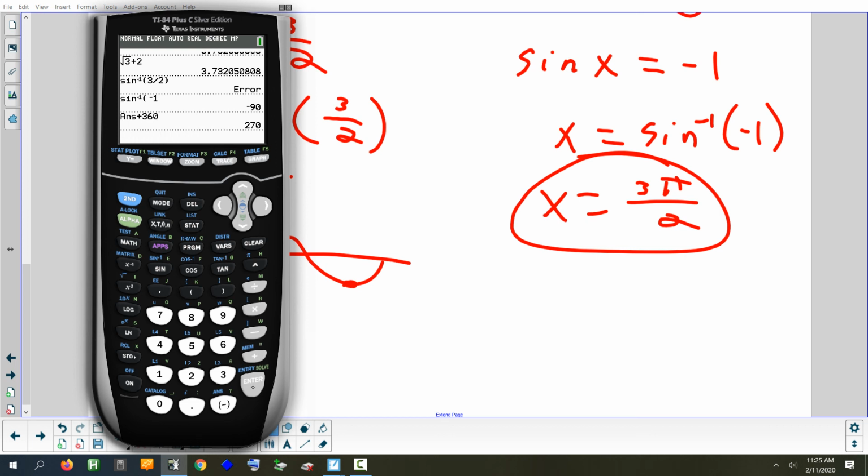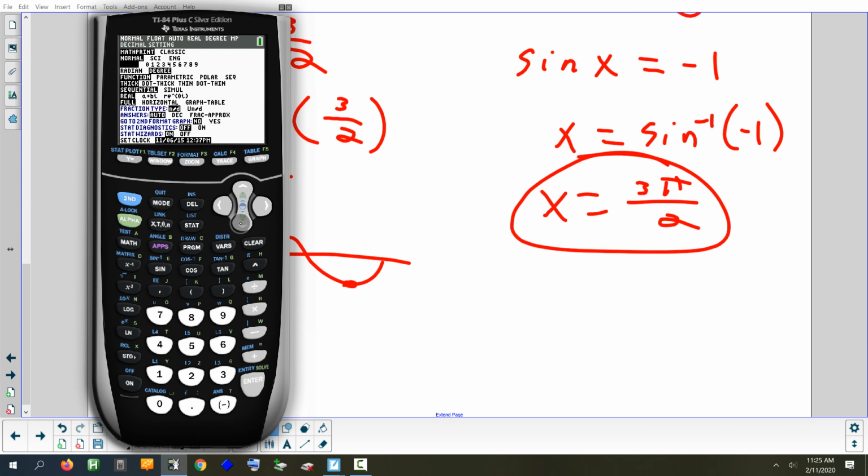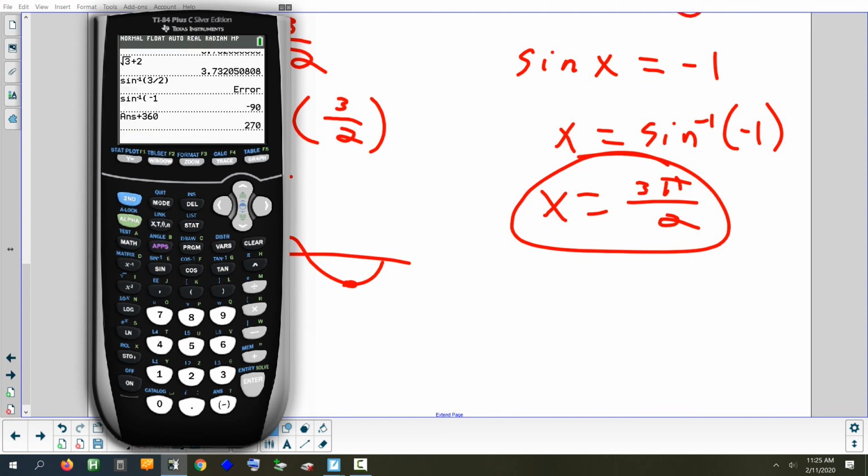Right? Now, even worse, if you did this in radians, what's going to happen is you're going to get -1.57. You type that in. Now, -1.57 is this number.